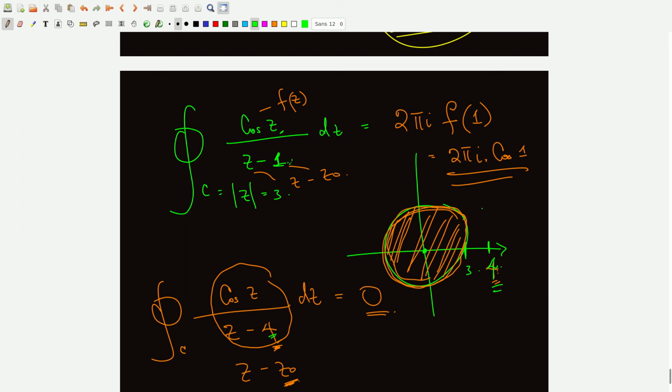But we were told that if a function is analytic inside and on a simple closed path, then the value of the integral over that path of f of z is simply 0. So that is why this would simply be 0 because of Cauchy's theorem.